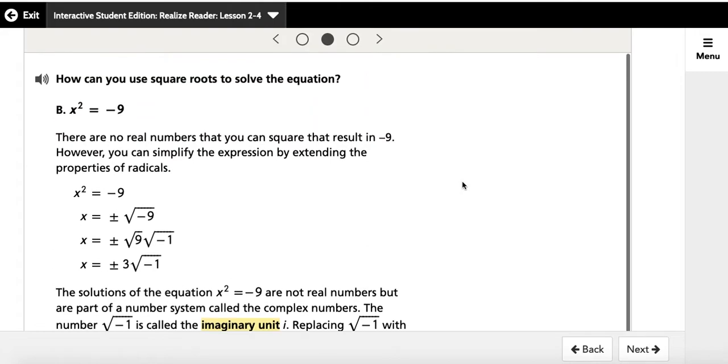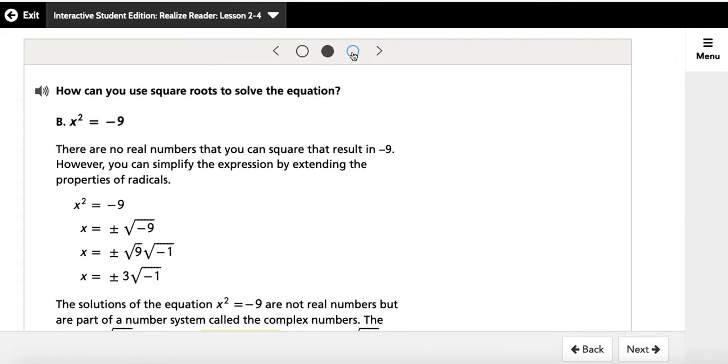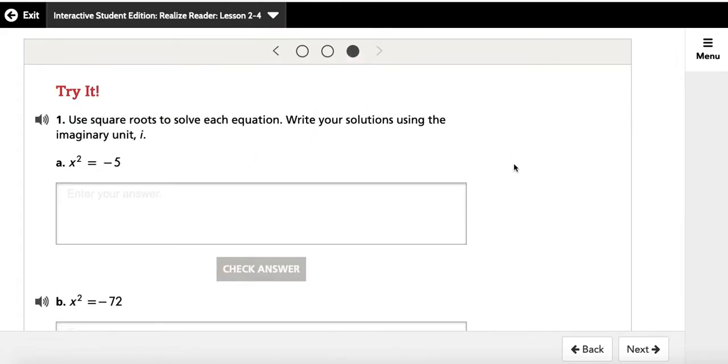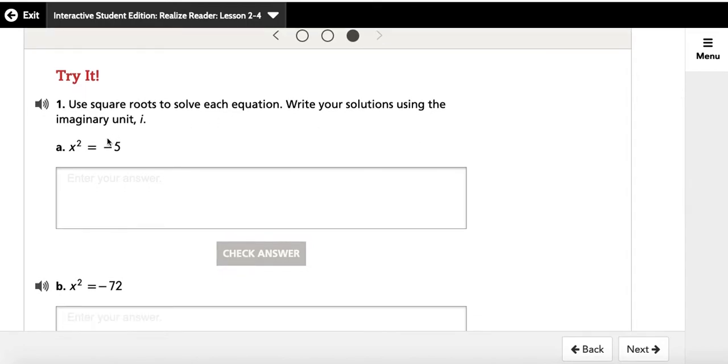Okay, that's the new big concept for this section. If that made sense to you, you can go ahead and try these two problems. Try to find x squared equals negative 5. What are the roots of that, or what are the values of x that work for that? And for the second, x squared equals negative 72. Click pause and come on back when you're ready.